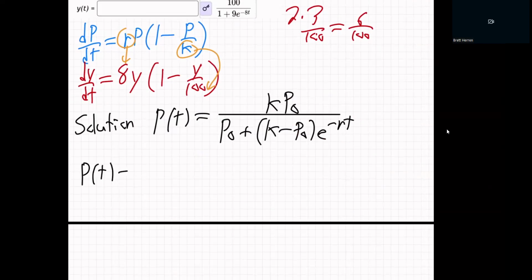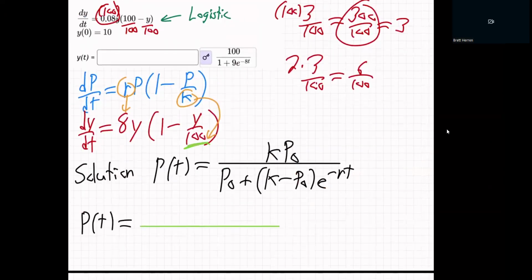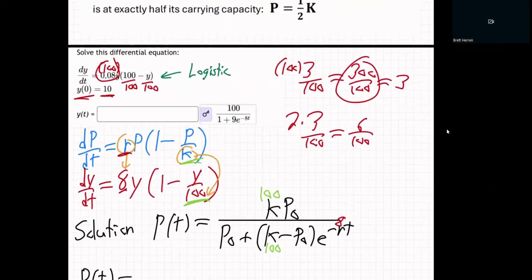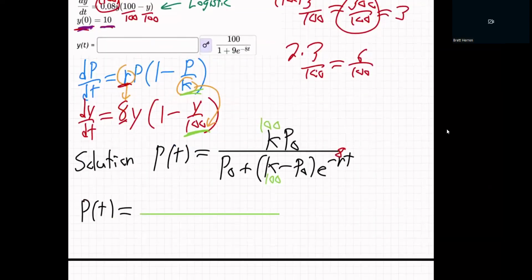So let's do a little bit more work on that. So what do we have there? K, we already know K is 100, right? K is 100. So this is 100. And we know R is 8. It says right here, R is 8. So R right there is 8. And P0, I think they're giving us, yeah, y0 is 10. So that's P0, same thing. P0 is 10. So this is 10, this is 10, this is 10.